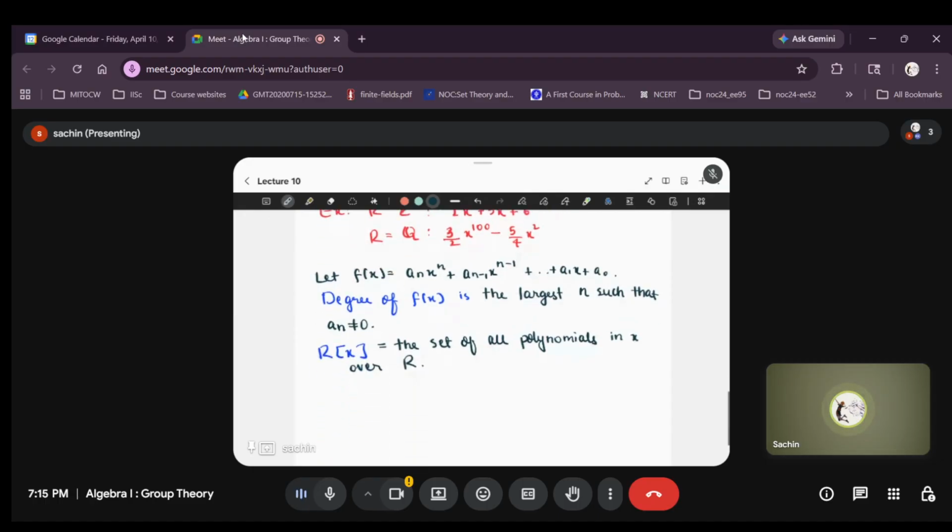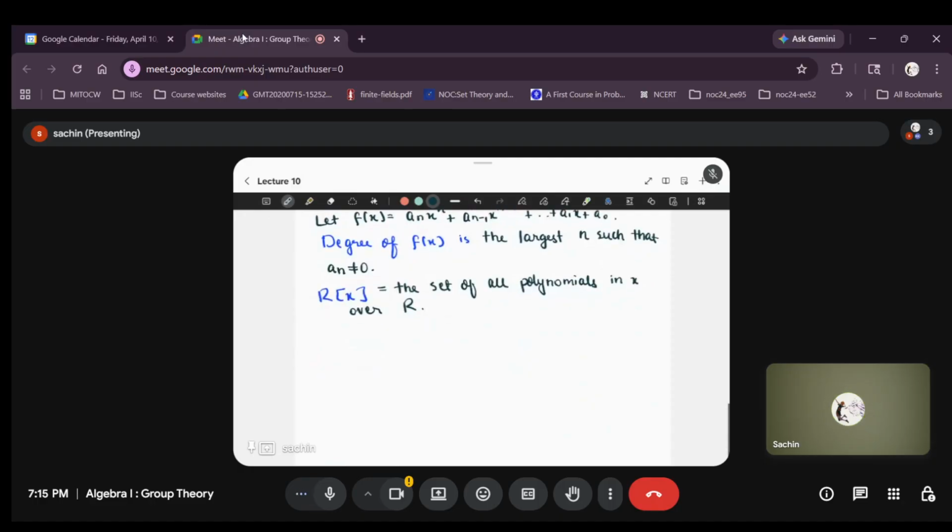For arbitrary rings, when we are dealing with arbitrary rings in some theorems, then we'll say for any ring R, consider the polynomial ring R of x. But if you are working with a specific ring, then of course it's better to use the particular ring which you are talking about.